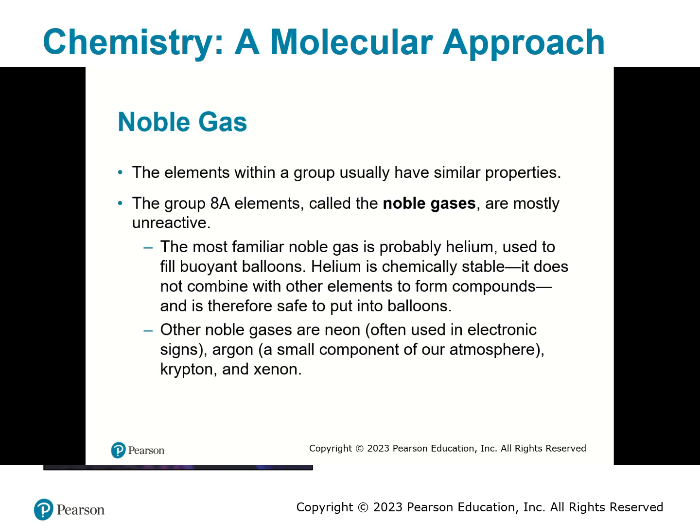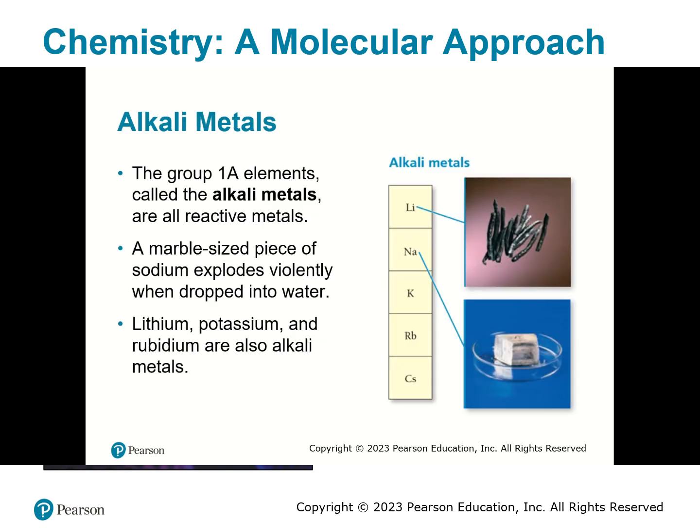Other noble gases are neon, often used in electronic signs, argon, a small component of our atmosphere, krypton and xenon. And we have the alkali metals, group 1. The group 1 elements are very reactive metals.